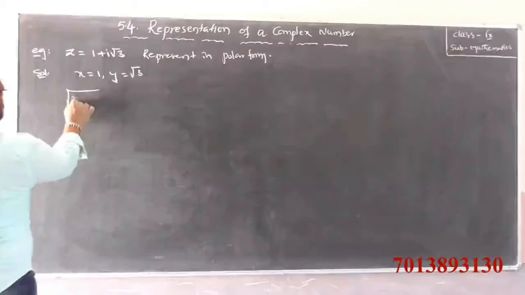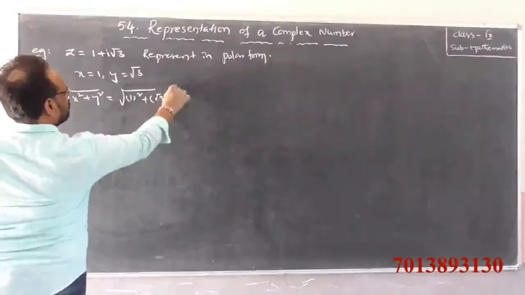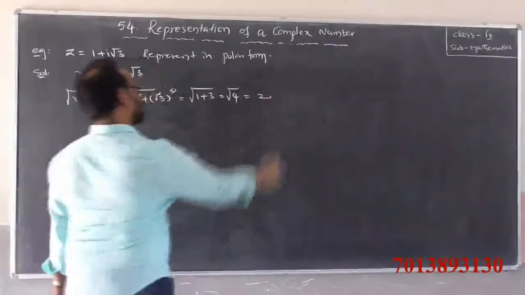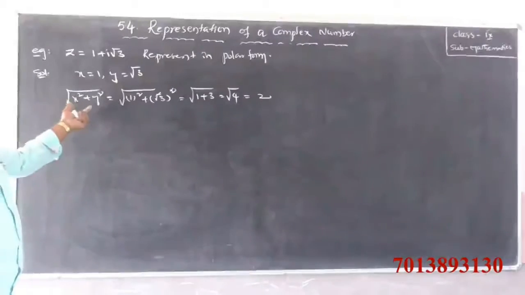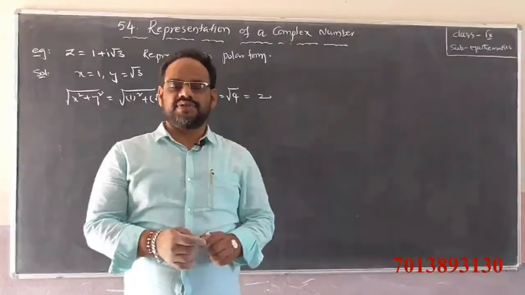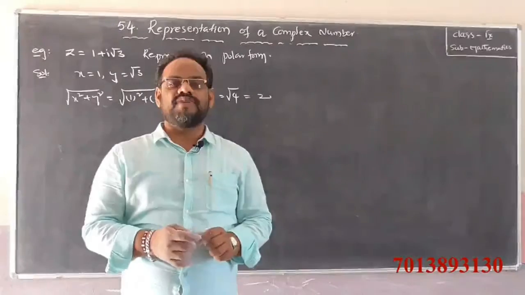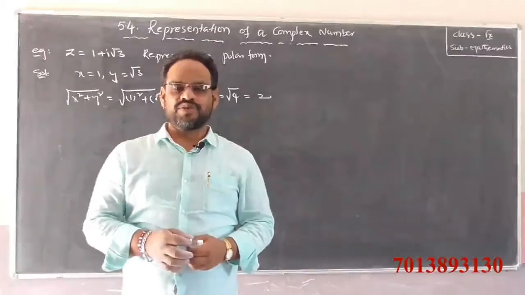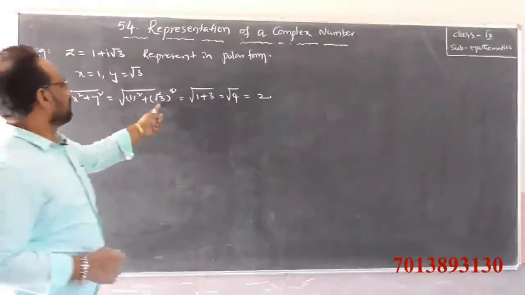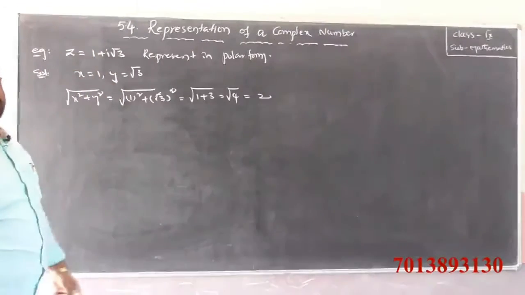So the square root of x square plus y square is the square root of 1 whole square plus square root of 3 whole square. The square root and square get cancelled, so we get square root of 1 plus 3, which is square root of 4, that is 2. Why do we use this? Square root of x square plus y square was already discussed previously. If z is equal to x plus iy, numerator and denominator are multiplied by the square root of x square plus y square, which converts it into polar form. So the value of square root of x square plus y square is the square root of 1 whole square plus root 3 whole square, root 4, which is 2.